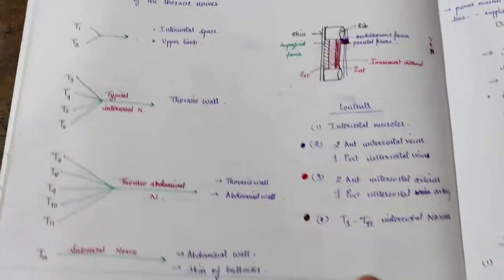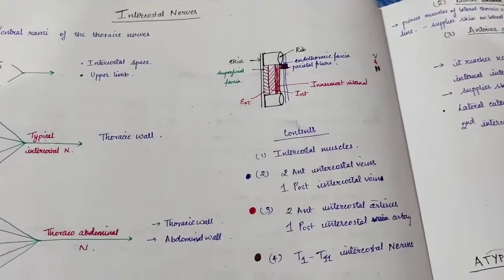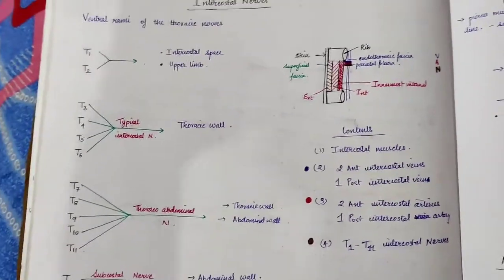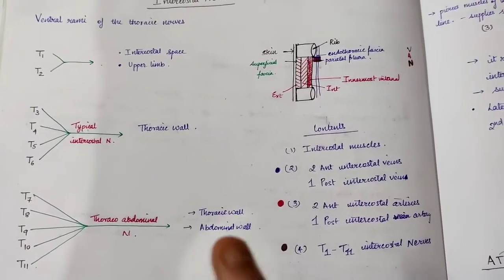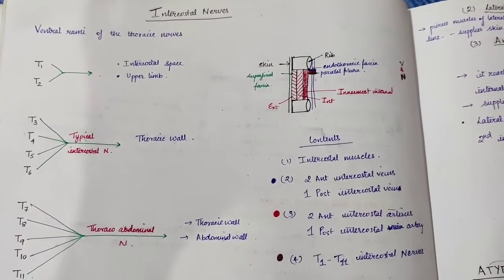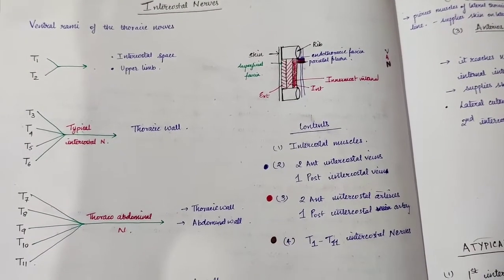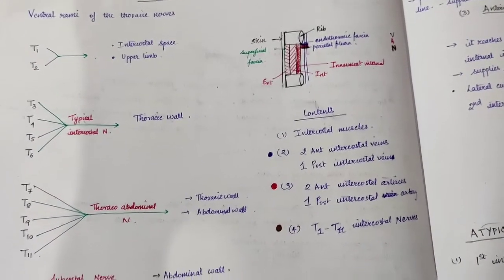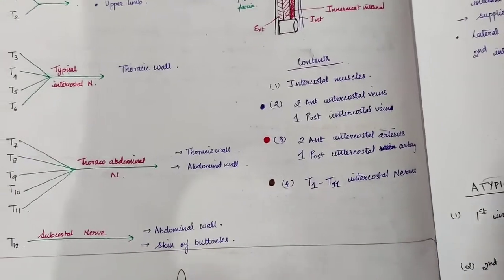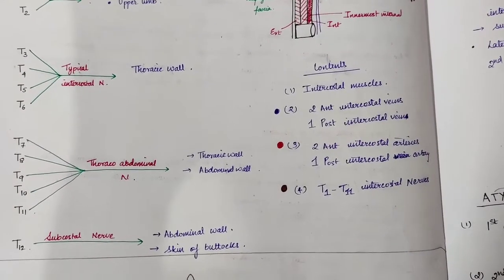Now we come on to the intercostal nerves. We have the spinal nerves of the thoracic vertebrae. There are 12 nerves. T1 and T2 supply the intercostal spaces along with the upper limb. T3, T4, T5 and T6 supply only the thoracic wall, and then T7, T8, T9, T10 and T11 also supply the abdominal wall along with the thoracic wall.